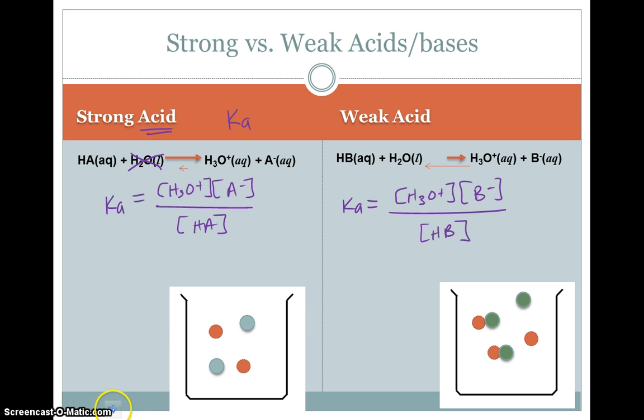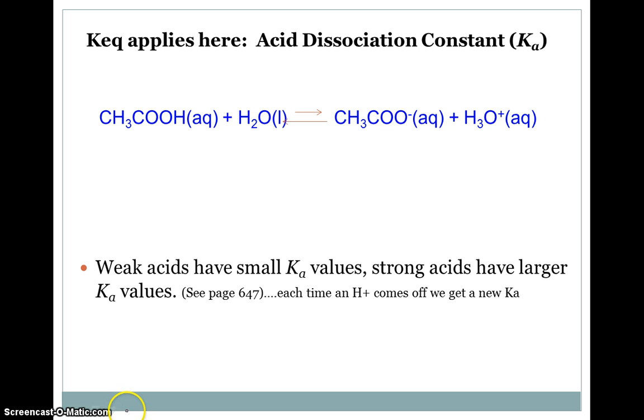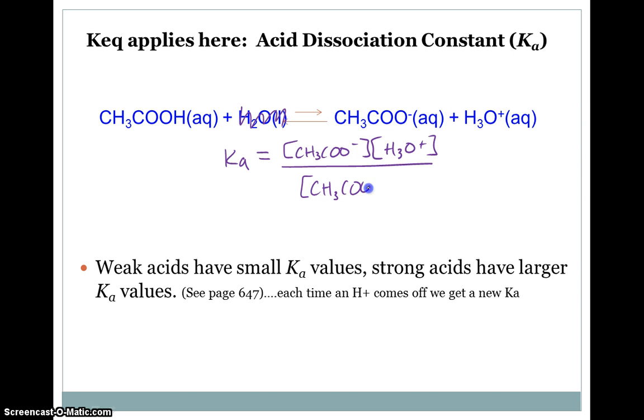So how would we write one of these things for an actual chemical equilibrium? So here we have our equilibrium for acetic acid, which is just vinegar. Remember, we don't include water because it's a liquid. So we would write our Ka is equal to the concentration of our products. So this would be our acetate ion times our hydronium ion all over the concentration of our aqueous acetic acid.